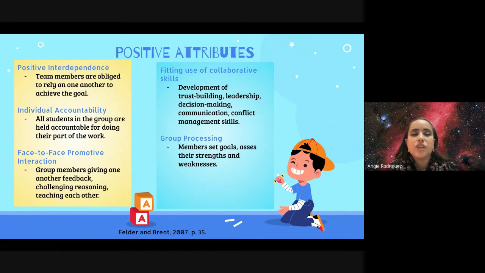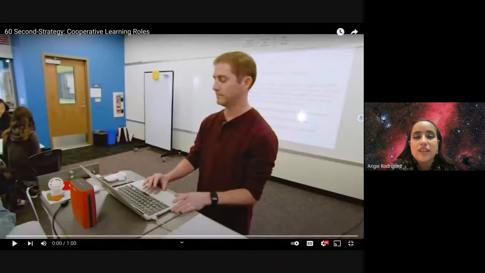Face-to-face promotive interaction, that would be your group members giving one another feedback, challenging reasoning, and even teaching one another. For collaborative skills, that would build trust building skills, leadership skills, decision making, enhancing that communication, conflict management skills, which a lot of students and even adults, right, have issues with. Group processing, that's when you have your members set goals for the project or the assignment and assess their strengths and weaknesses. Now, in order to see this in action in an actual classroom, I've found this video on Edutopia.